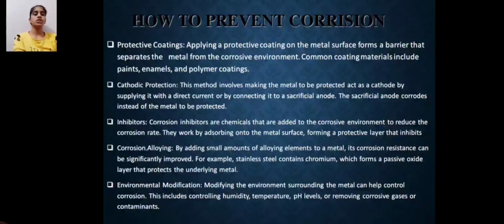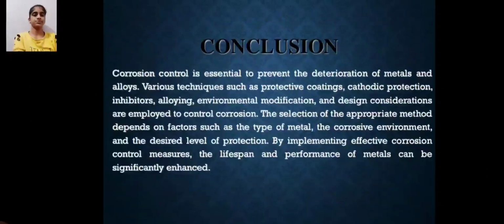Then alloying. By adding small amounts of alloying elements to a metal, its corrosion resistance can be significantly improved. For example, stainless steel contains chromium, which forms a passive oxide layer that protects the underlying metal. Then the next is environmental modification. Modifying the environment surrounding the metal can help control corrosion. This includes controlling humidity, temperature, pH levels, or removing corrosive gases or contaminants.